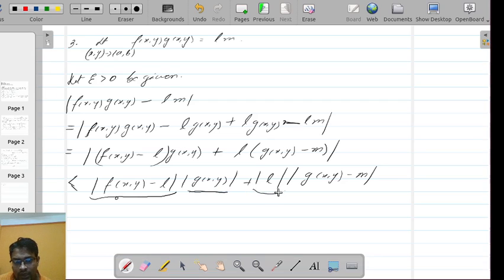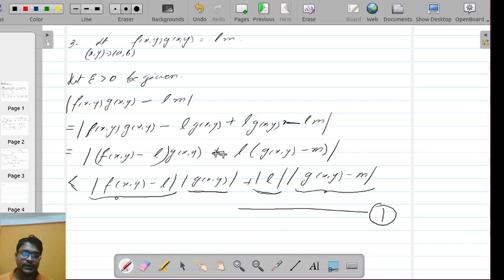We don't have to worry about the modulus, so this is just independent of x and y now, and we don't have to worry about this term also, because the limit of g of xy is already given to be m. So this particular quantity can be made as small as possible. Okay, so let us designate this inequality by the number 1. So we need to think about this particular g of xy. Can we make it less than what is our intention? Intention is to make this particular quantity less than some fixed number which is independent of x and y. Let us see, can we do that?